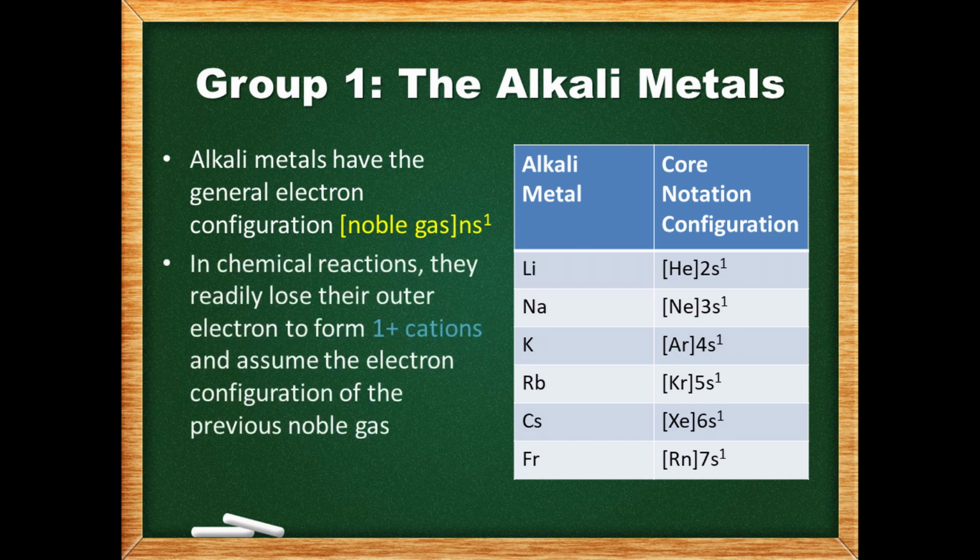In chemical reactions, they readily lose their outer electron to form +1 cations, and assume the electron configuration of the previous noble gas. Chemists call this becoming isoelectronic with the noble gas. The prefix iso essentially means same.